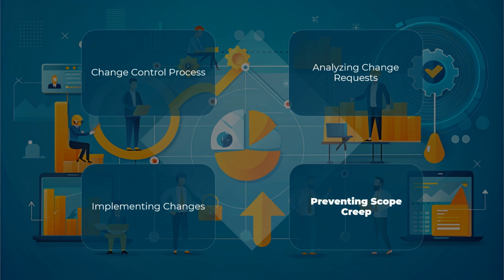Preventing scope creep is essential for maintaining project control. Scope creep occurs when additional features or tasks are added without corresponding adjustments to time, cost, or resources. To prevent scope creep, strict change control, enforce a rigorous change control process to manage changes effectively.